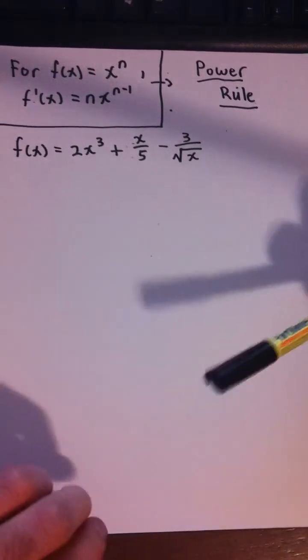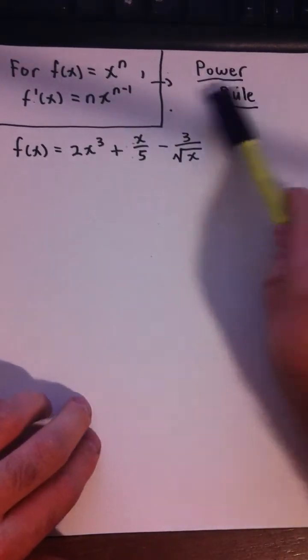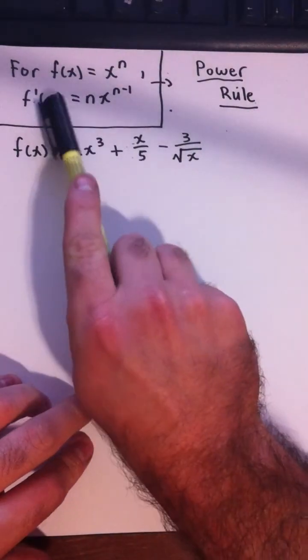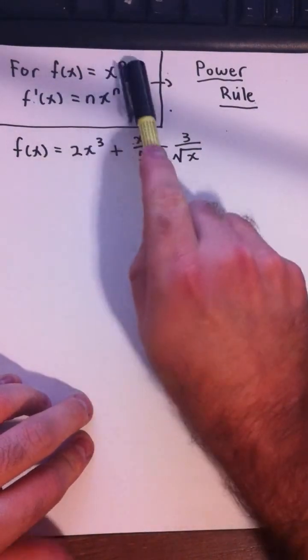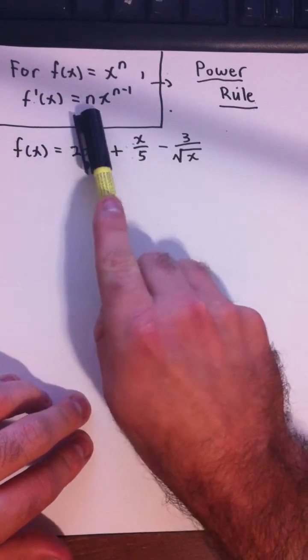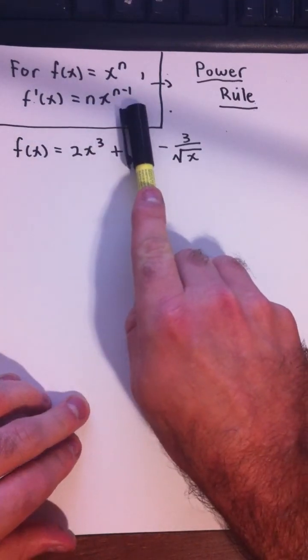In this video we're going to be looking at differentiation by using the power rule, the most basic of all the rules. That just states that if you have a function of the form x to the power n, then the derivative of that function would be n times x to the power n minus 1.